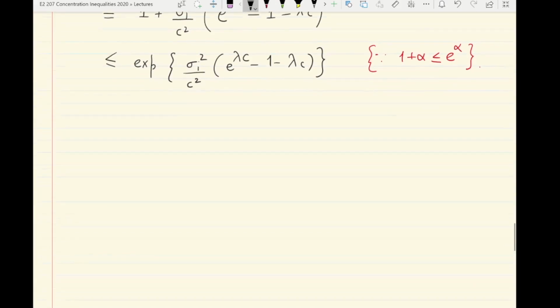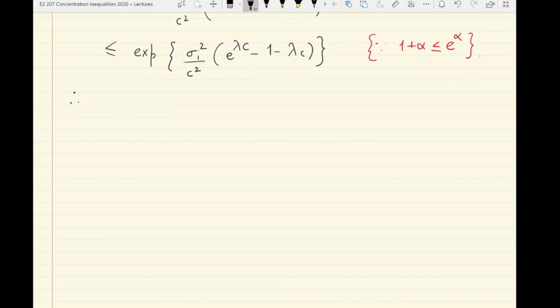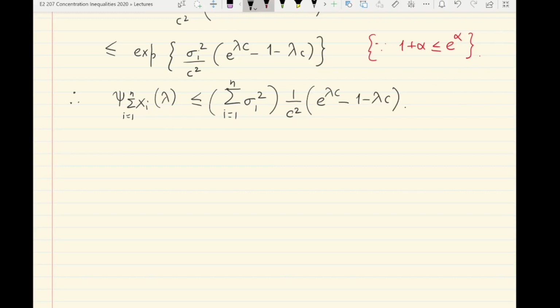Finally, therefore, we'll be able to extend this to the sum of n independent random variables to show that the cumulant generating function of the summation of xi, i equal to 1 to n, at lambda, is at most, I think it should be an upper bound, the sum from i equal to 1 to n of sigma i square divided by c square, times e raised to lambda c minus 1 minus lambda c. This is just by summing the inequality above for all i equal to 1 to n.